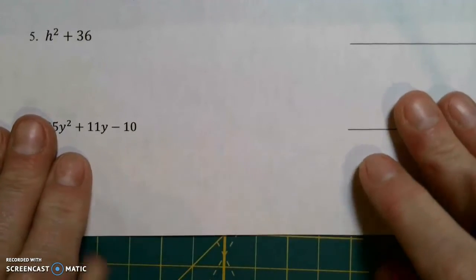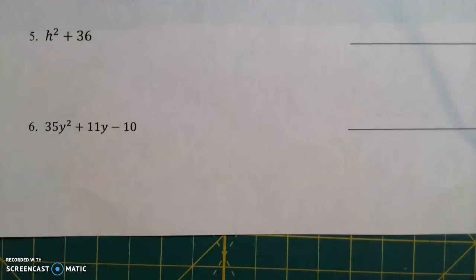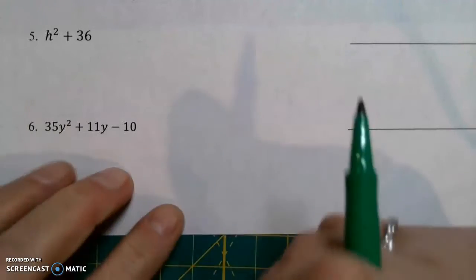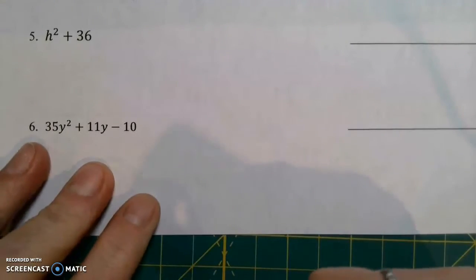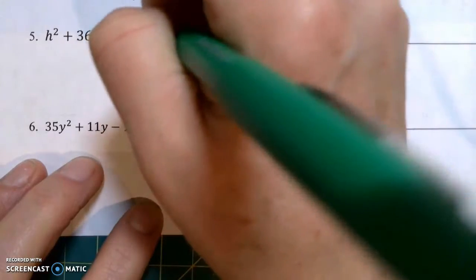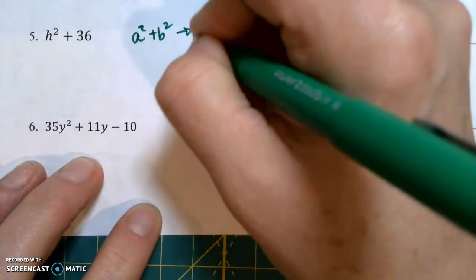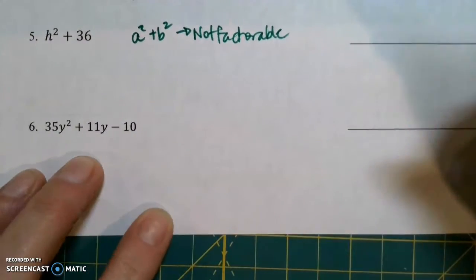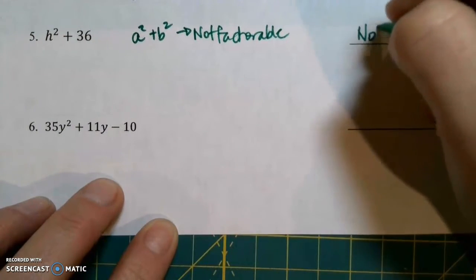All right, number 5. Okay, so it's in descending order. There is not a GCF other than 1. And it's 2 terms. So we're checking to see, is this a difference of squares? And it is not a difference of squares. It's a sum of squares. And this is a little one to make sure that you're really thinking about this, because a squared plus b squared is not factorable right now for you. So this one, you just say not factorable.